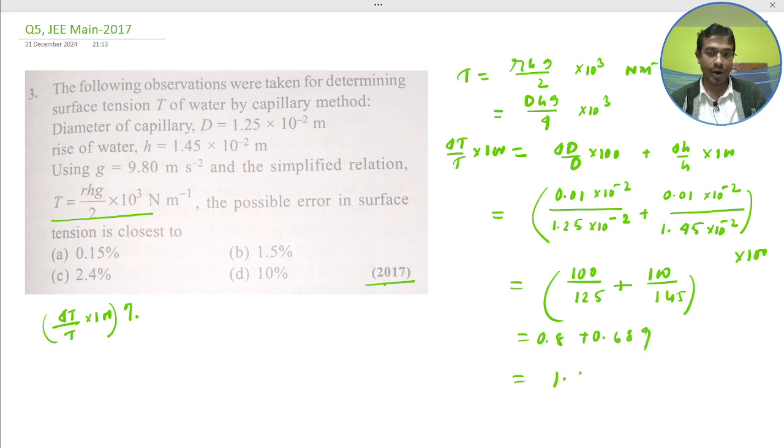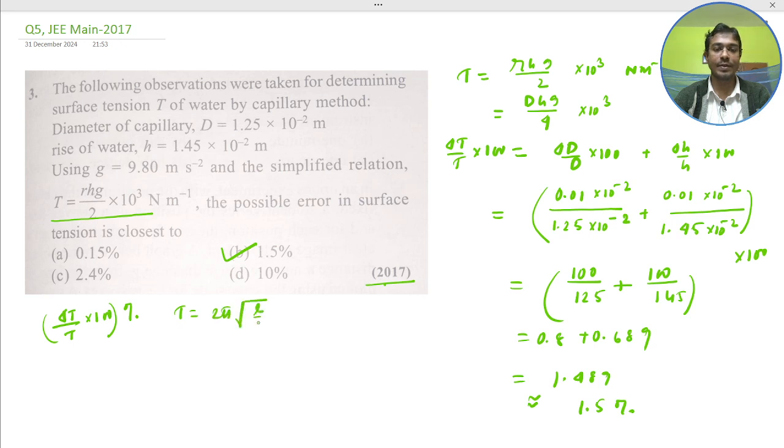So it would become 1.489%, that nearly equals 1.5%. So B would be our correct answer, 1.5%. And for this problem, we just do the earlier problem. You have to keep in mind this concept, that suppose T equal to twice pi root over L by g. So first of all, g would be 4 pi square L by T square. We just did this in a previous problem.